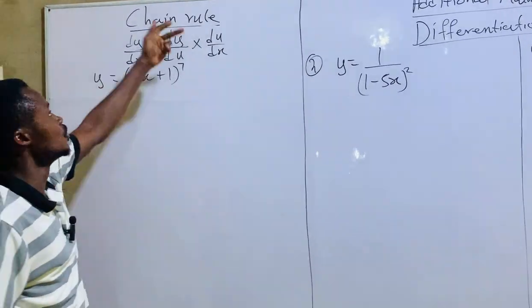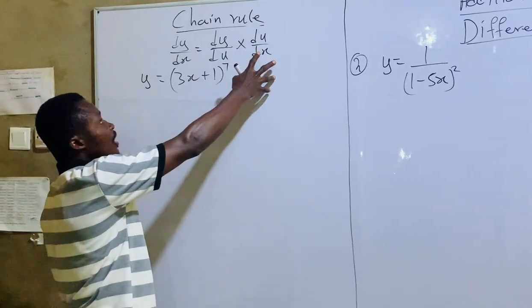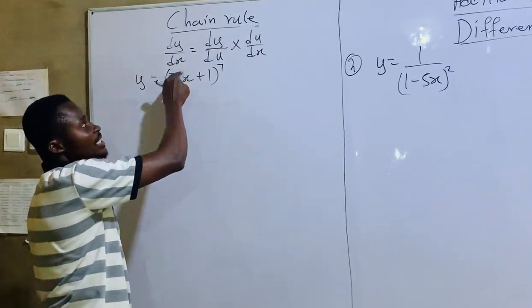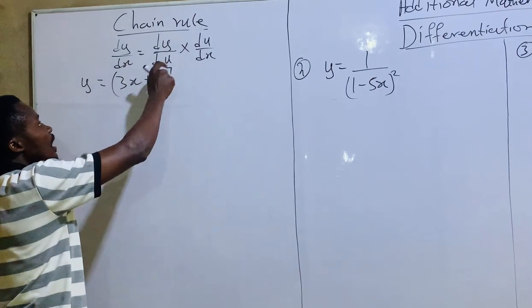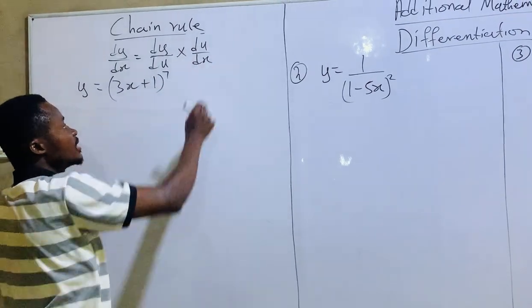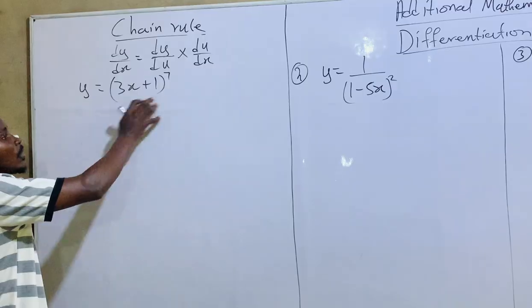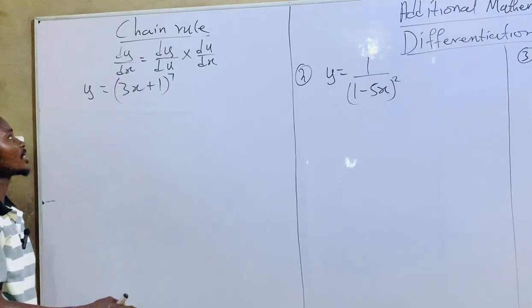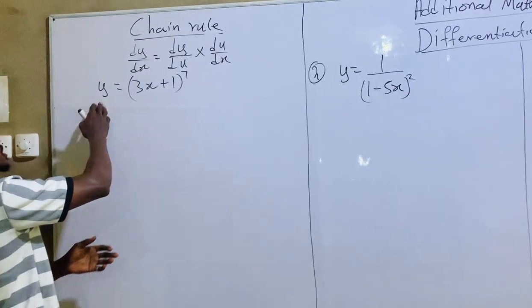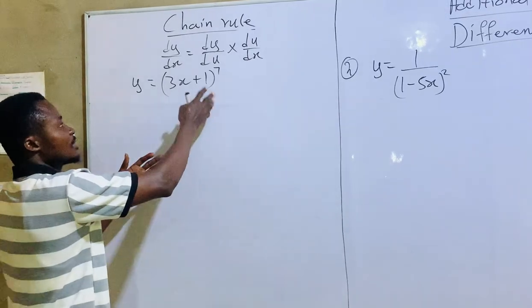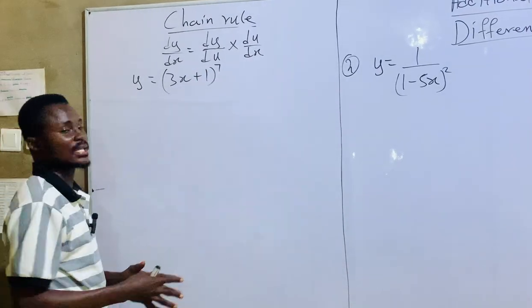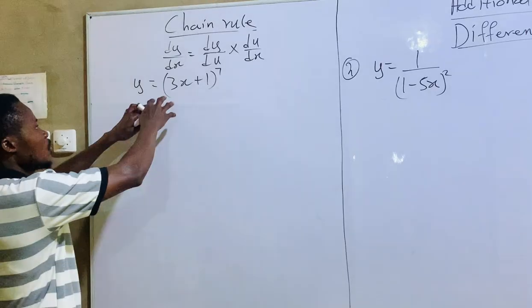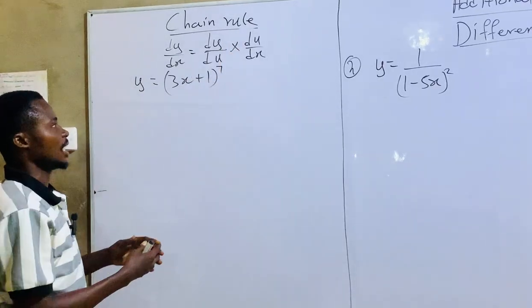Now, when we take the chain rule, it has a formula which says that dy over dx equals dy over du times du over dx. Now, when we take a look at this example 1 over here, we can see a function which is y equals (3x plus 1) to the exponent 7. Now, let's explain what this means to the formula.